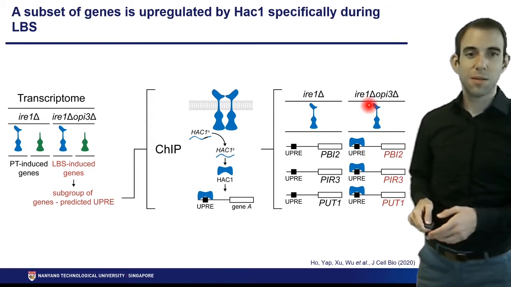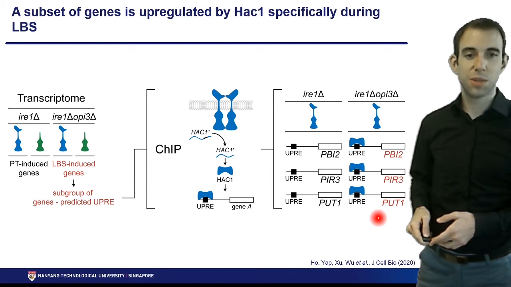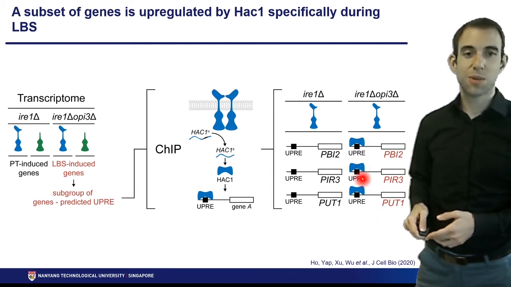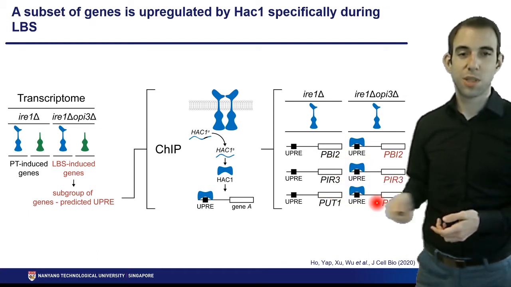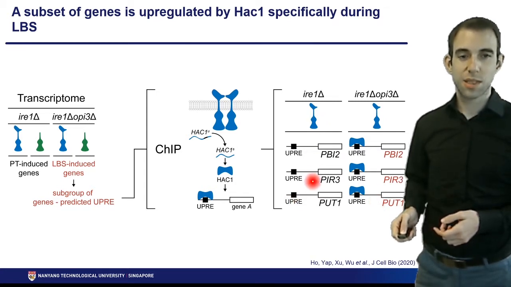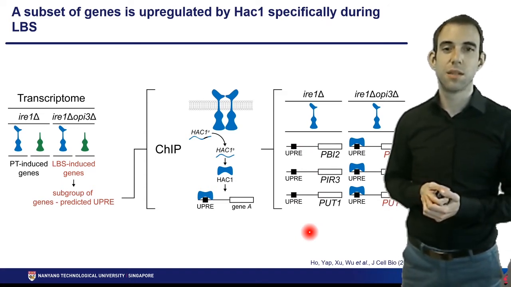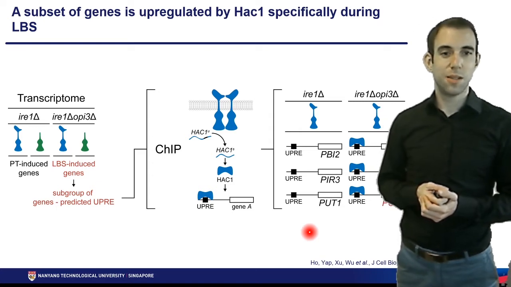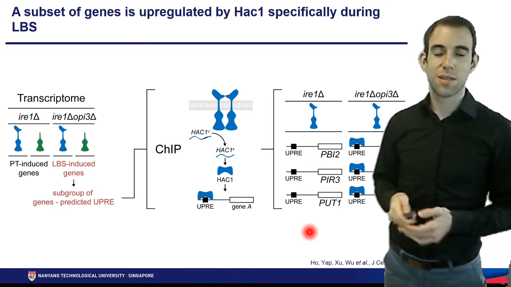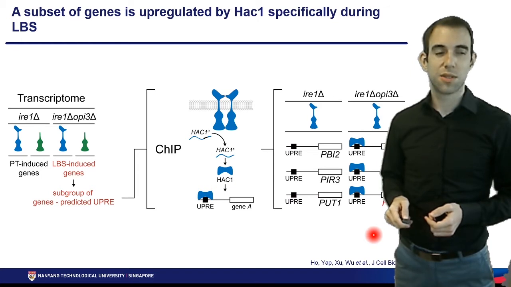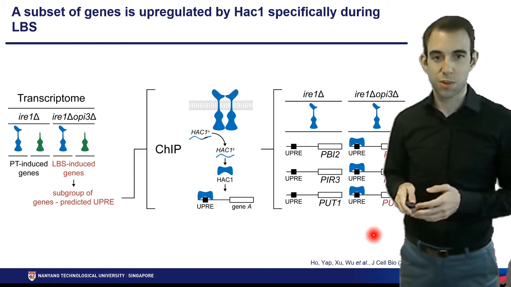And then we found three hits, PBI2, PRP3, and PUT1, where we found that HAC1 was binding those promoters, but not in the case of proteotoxic stress. So there was no significant binding of HAC1 for those during proteotoxic stress. In that case, we used tunicamycin. So it suggests that indeed there is a difference in how HAC1 upregulates genes under either proteotoxic or lipid bilayer stress. So there's a divergent UPR transcriptional program.